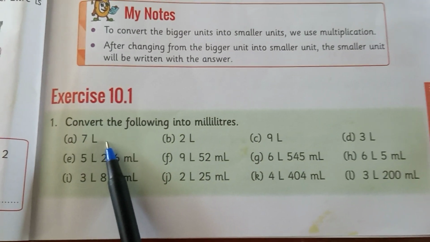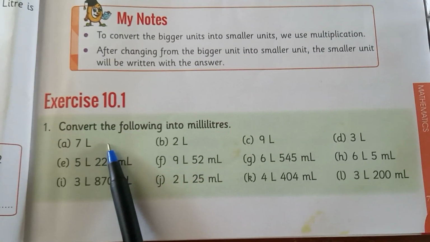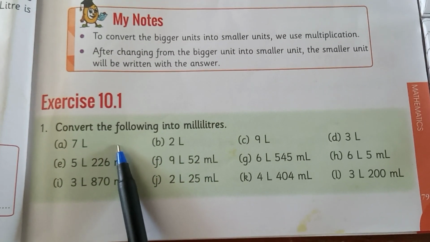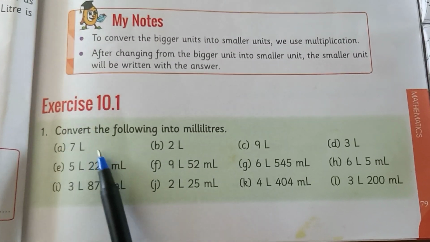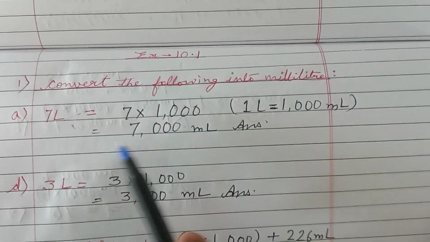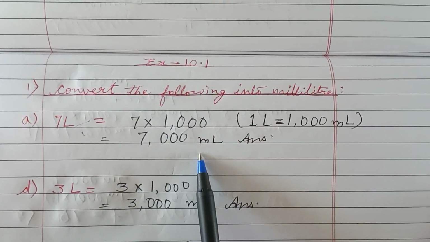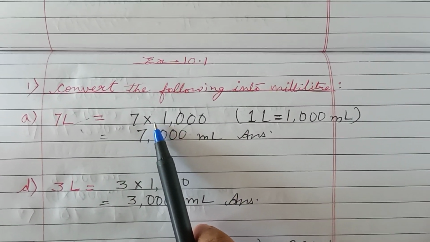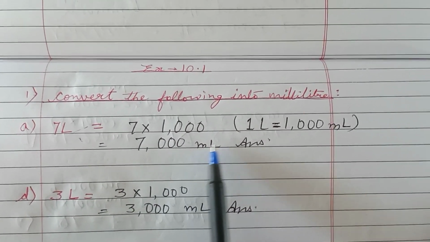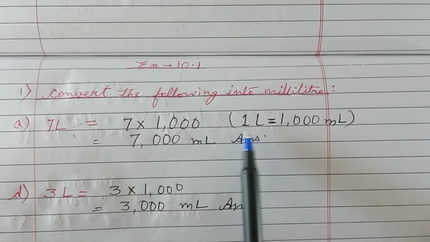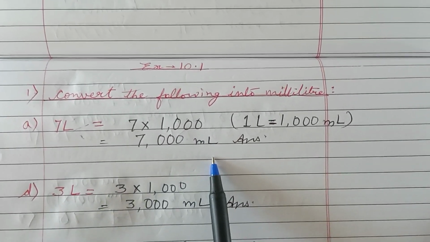Now children, moving to exercise 10.1, convert the following into milliliter. So children, the first question is 7 liter and you have to convert into milliliter. Question is given in bigger unit and you have to convert into smaller unit. So what will we do? Yes, we will multiply. So let's do question number A children. Here children, 7 liter equals 7 into 1000, that is 7000 milliliter. So we are doing multiplication because we are converting bigger unit to smaller unit. And 1 liter equals 1000 ml. So we are multiplying by 1000. So our answer is 7000 milliliter.